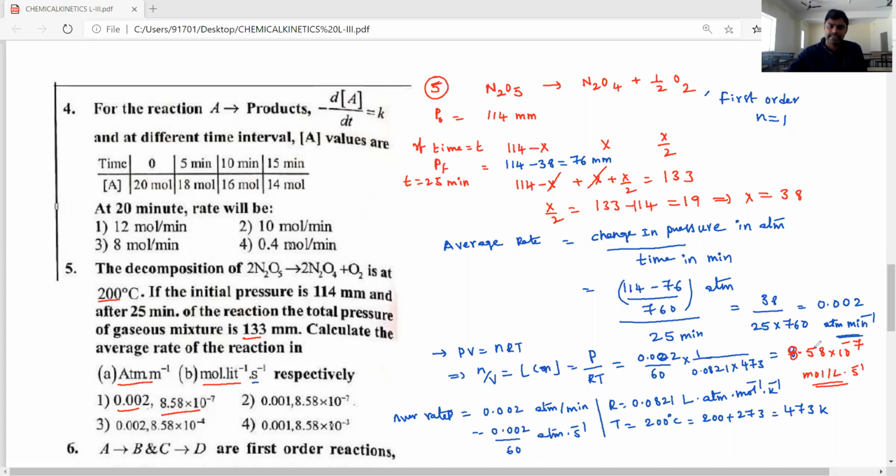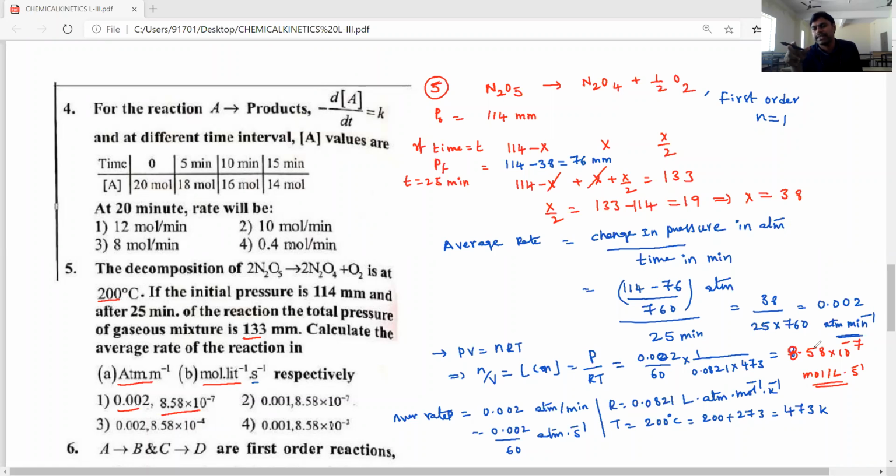Okay, let's see the next, sixth question. See, this question is very easy. The initial pressure of N2O5 is given, and the final pressure of N2O5 at 25 minutes we need to calculate. The total pressure of the reaction is given as 133. That is equal to 114 minus x plus x by 2. Then x we have to find out.